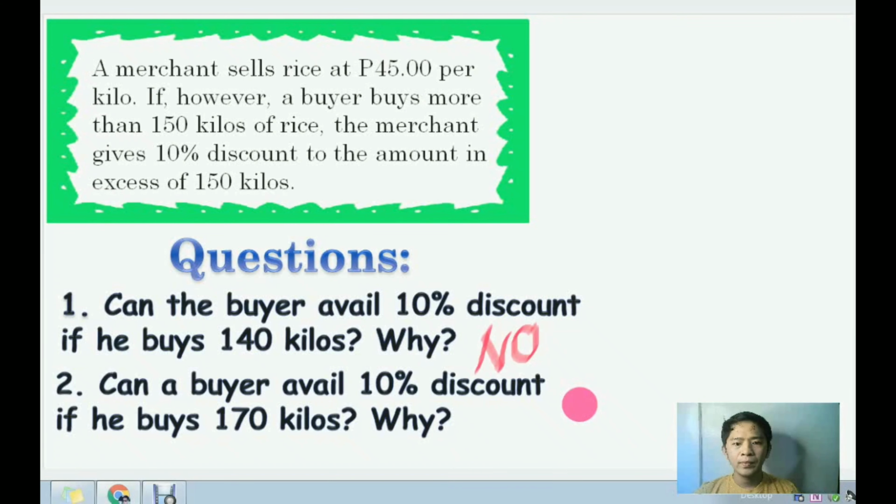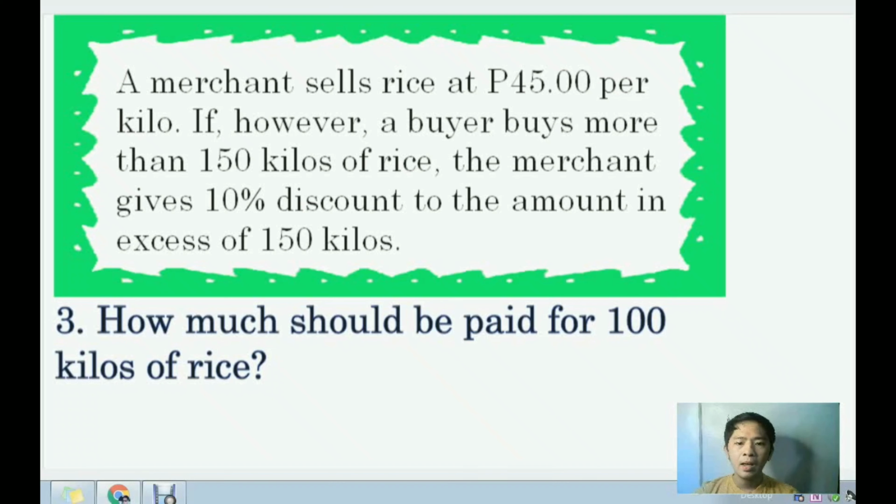Because next, number 2. Can a buyer avail 10% discount if he buys 170 kilos? Why? O, since nasobra yan ng 150, syempre, meron siyang discount na 10% doon sa sobra ng 150. Ilang kilos yung sobra ng 150 dyan? 20. So, yung 20 kilos, yun yung kukuhanan ng 10% discount. Okay?